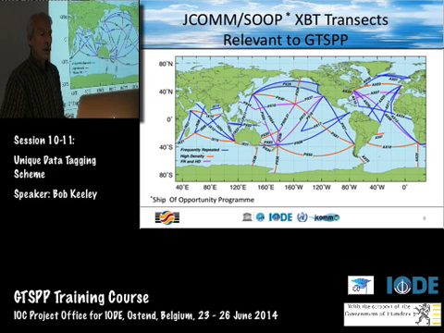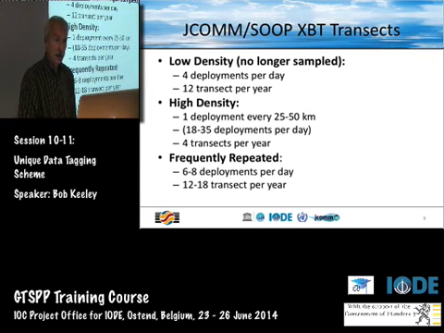And because Argo can fill in that broad-scale sampling better than XBTs, they reduce the number of XBTs they try to collect. So that's what it looks like. So the low density, that's no longer sampled. It used to be the broad-scale global sampling that was discontinued when Argo became a serious program.